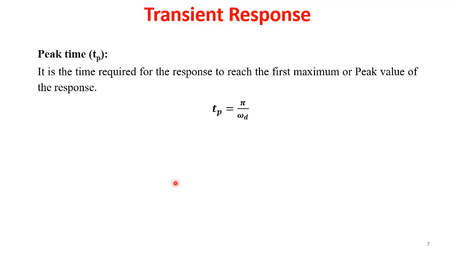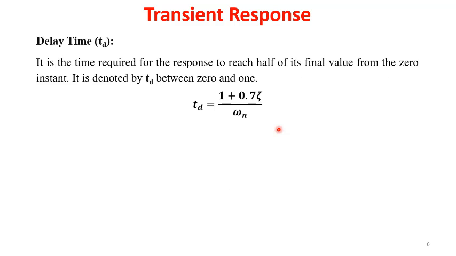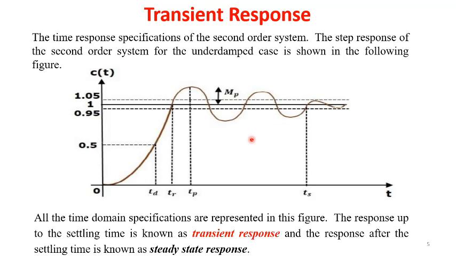Next, the peak time. It is the time required for the response to reach the first maximum or peak value of the response, and it is denoted by TP, and it is given by TP is equal to pi divided by omega d. Here in the diagram, TP is this period, the first maximum peak output we get from the input. This period we call the TP period.